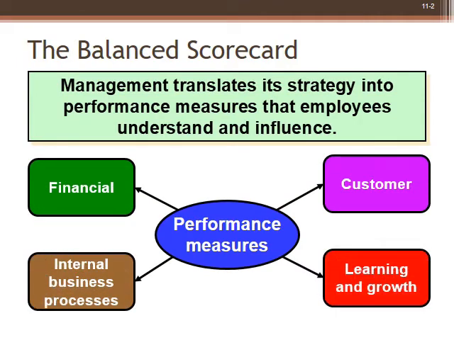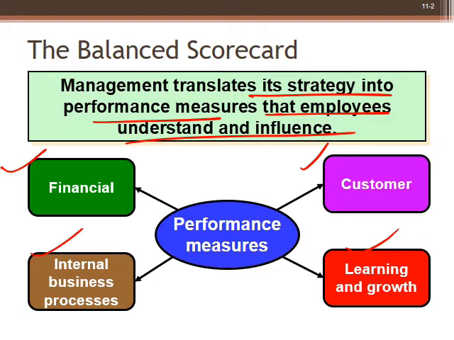So the balanced scorecard consists of an integral set of performance measures that are derived from and support a company's strategy. So importantly, the measures included in a company's balanced scorecard are unique to its specific strategy. So it enables the top management to translate its strategy into four groups: financial, internal business process, customer and learning and growth prospects. Right? So through the balanced scorecard, management translates its strategy into performance measures that employees understand and influence.